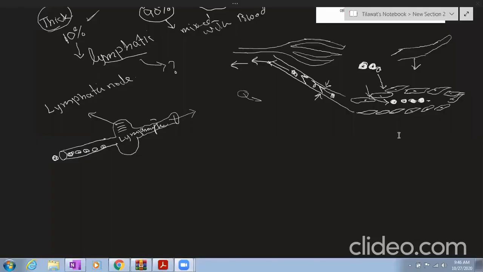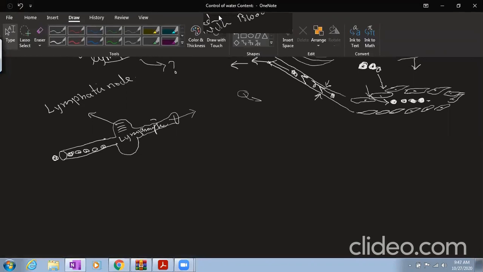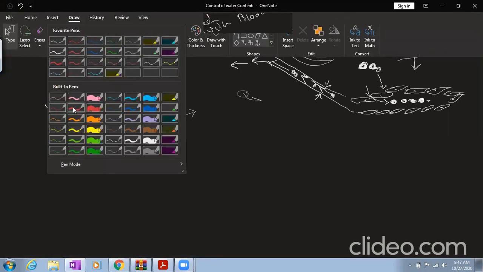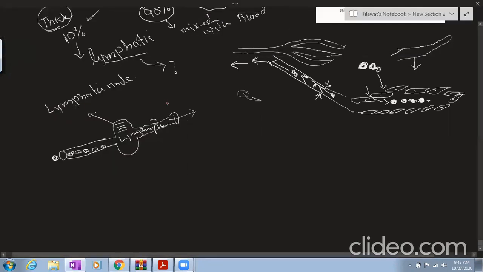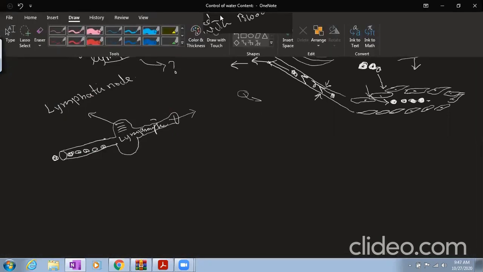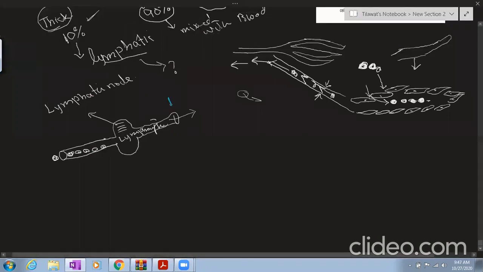So when this lymph passes through your lymphatic node, it is filtered by lymphocytes and phagocyte cells, to make sure that the blood is clean or free of pathogens. At the end, this will enter to what? This plasma will enter your venous system, right? It will mix with your venous system.